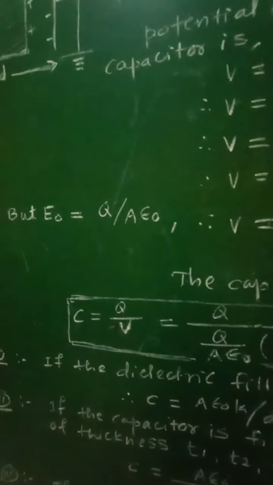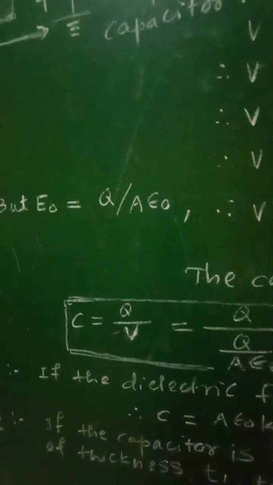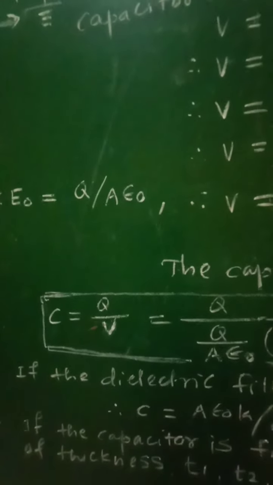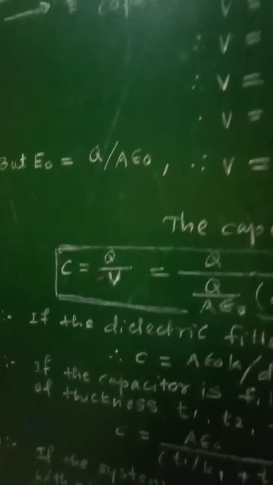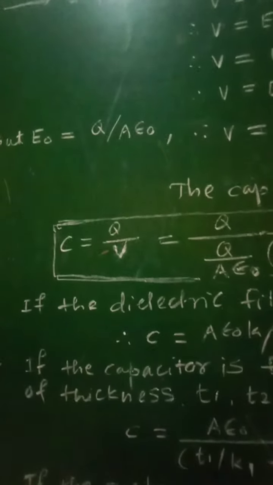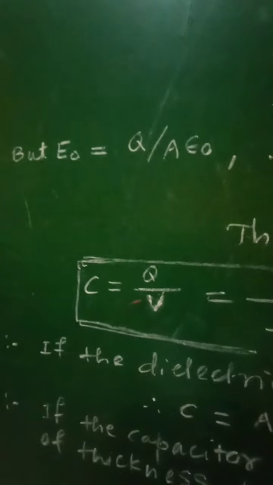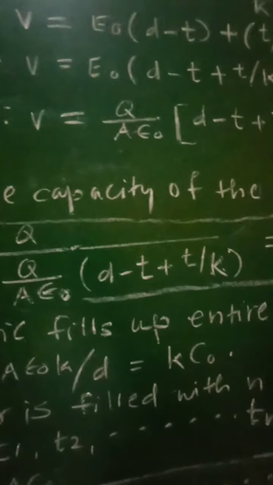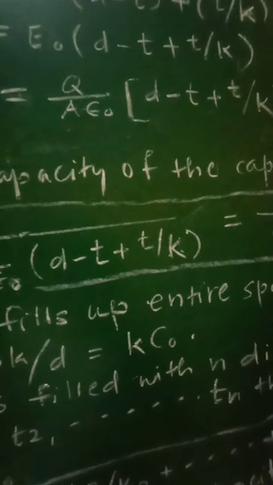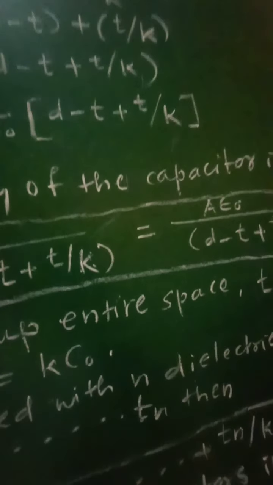Now E0 equals Q upon A epsilon 0. This is the initial or original electric field before introduction of the dielectric. E0 equals Q upon A epsilon 0, and therefore phi equals Q upon A epsilon 0 into d minus t plus t by k.